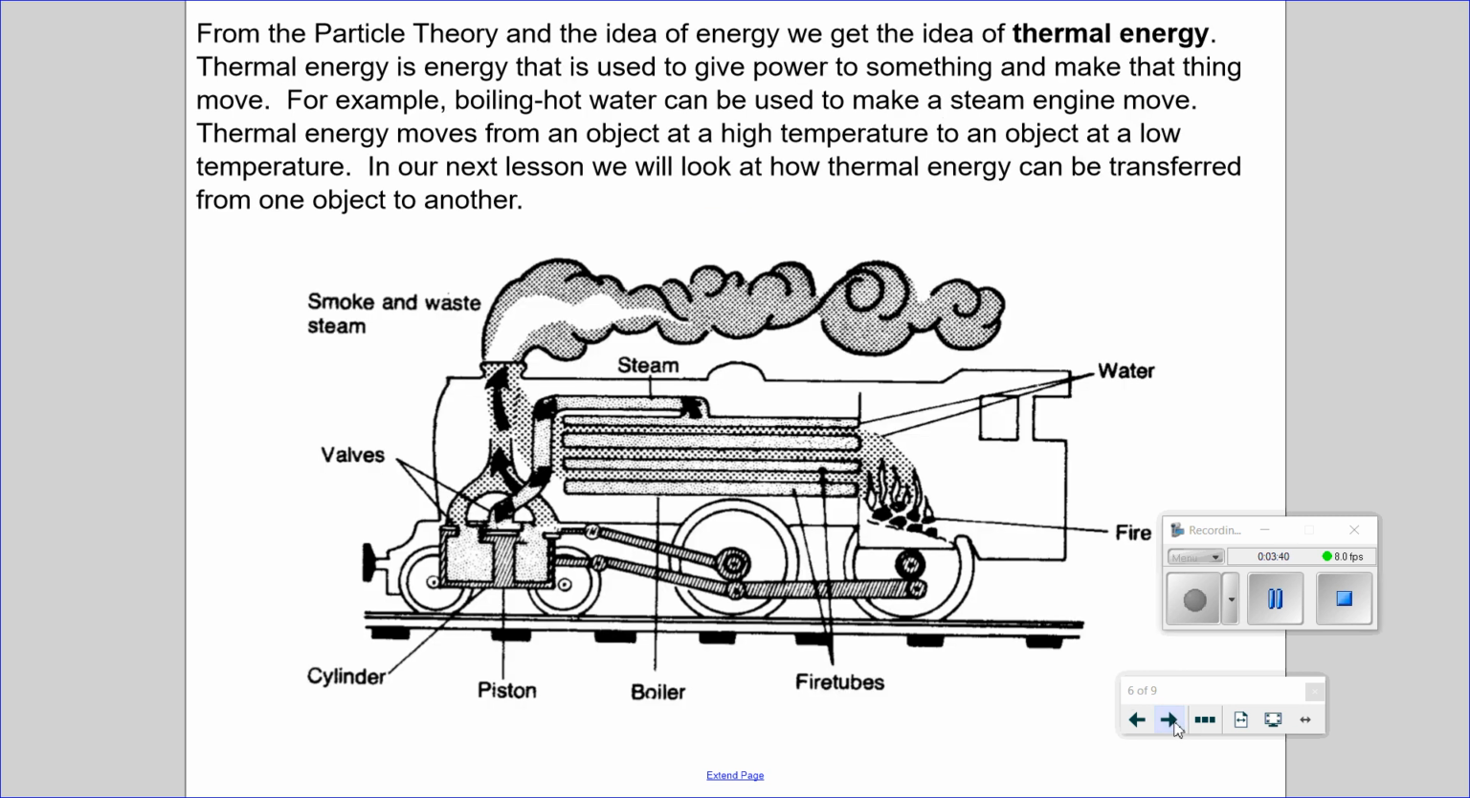From the particle theory and the idea of energy, we get the idea of thermal energy. Thermal energy is energy that is used to give power to something and make that thing move. For example, boiling hot water can be used to make a steam engine move. Thermal energy moves from an object at a high temperature to an object at a low temperature. In our next lesson, we will look at how thermal energy can be transferred from one object to another.